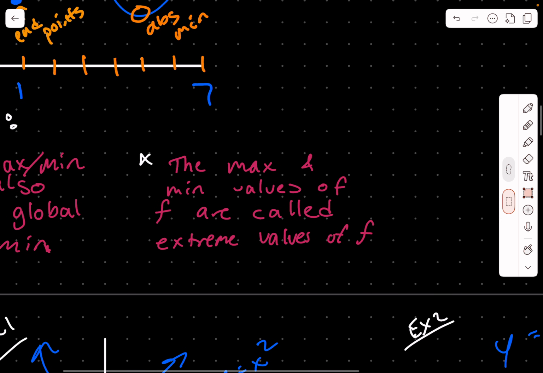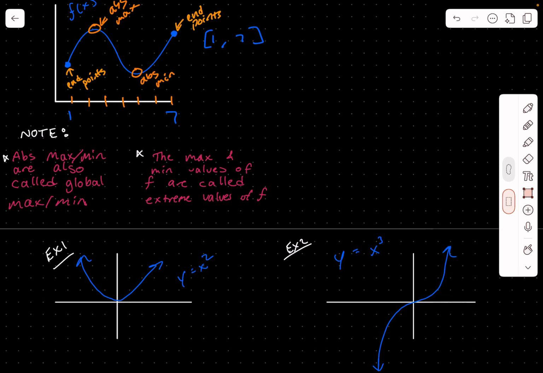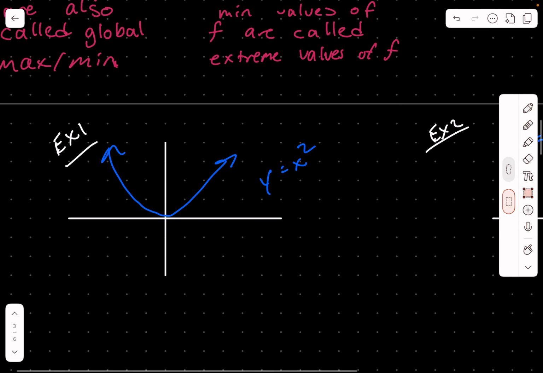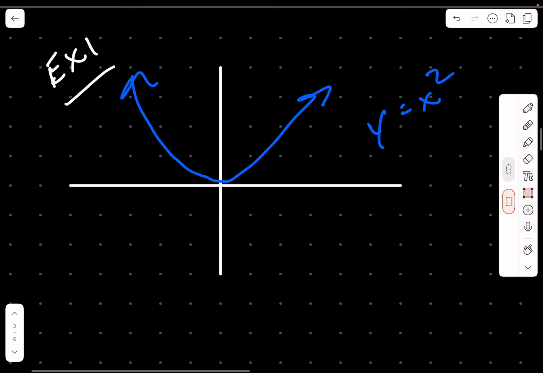And then also, the max and min values of a function are called extreme values of a function, or of f. So extreme values are literally just your max and min values. So let's take a look at an example where we only have one. So kind of similar to the other one, but opposite this time.